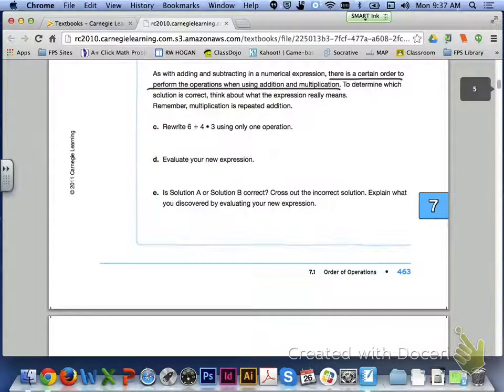If we take a look at the bottom of page 463, it says, as with adding and subtracting in a numerical expression, there is a certain order to perform the operations when using addition and multiplication. To determine which solution is correct, think about what the expression really means. And we want you to remember here that multiplication is repeated addition. So go ahead and answer letters C, D, and E.